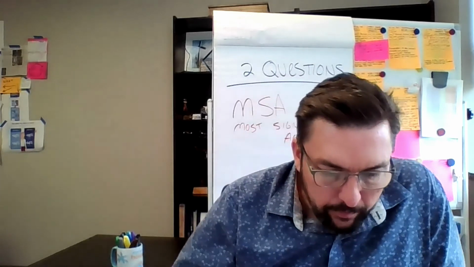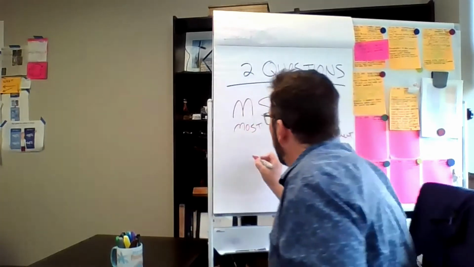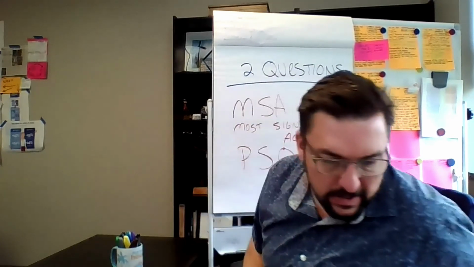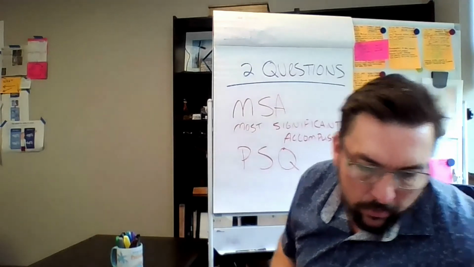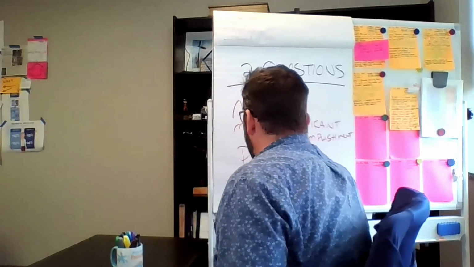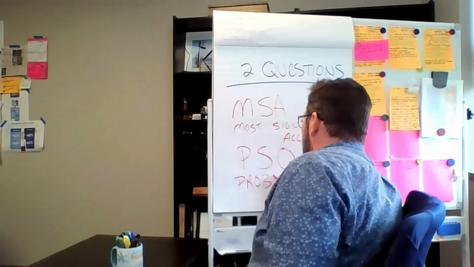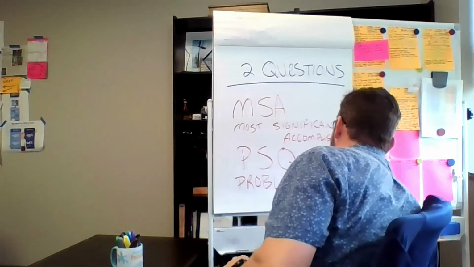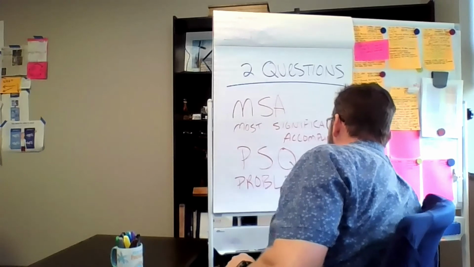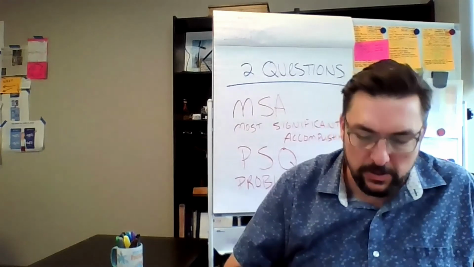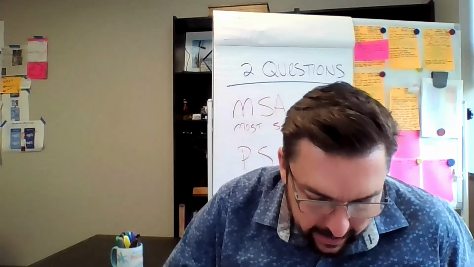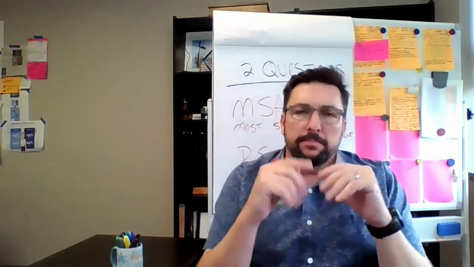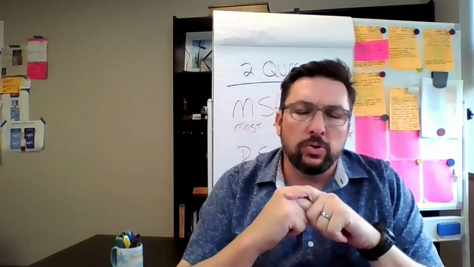Second one would be your PSQ. And this is what we would call your problem solving question. This is Lou Adler's problem solving question, PSQ. And this would be a question that would look a little bit like this. It would be a little bit of a story question.